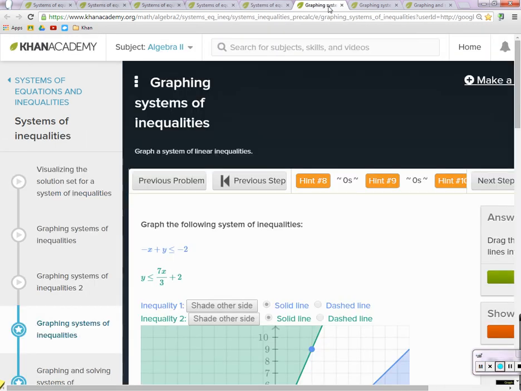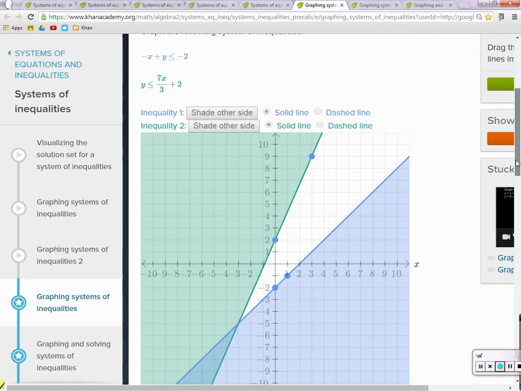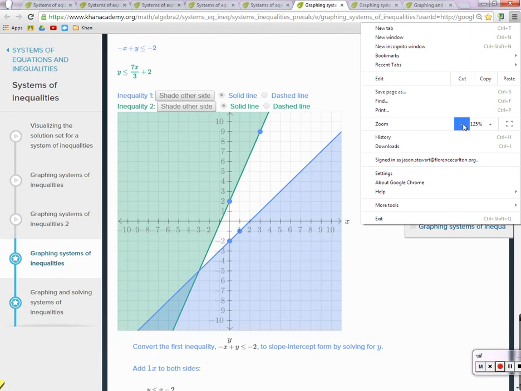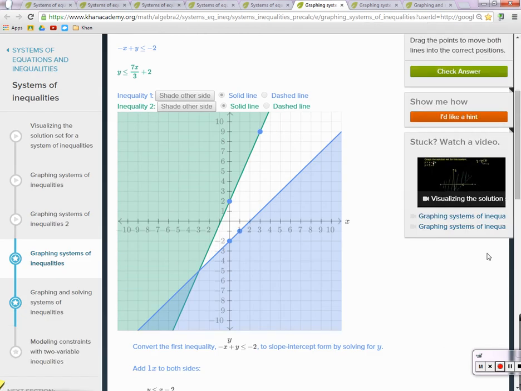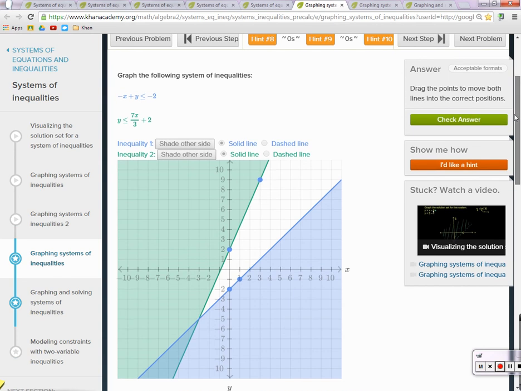Okay, graphing systems of inequalities. Now, I'm going to have to zoom it out. This is an actual student's work. We can't see their work on the other one, but we can see the work here. We can see what they've graphed. So what we want to do is, this is not correct. We can figure out what they did wrong. Like, what is it that they need to fix?